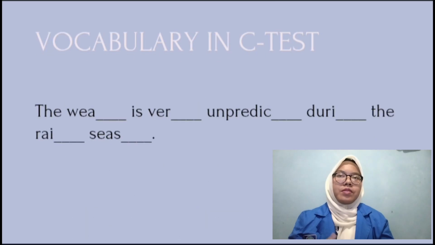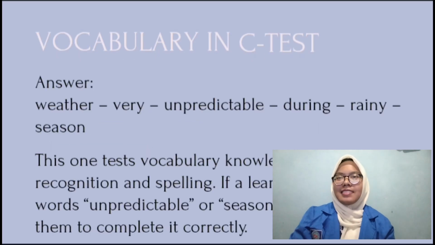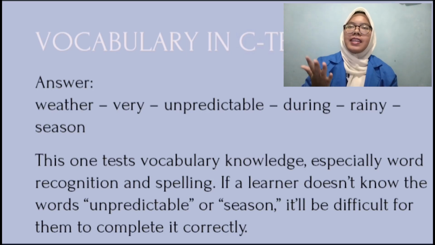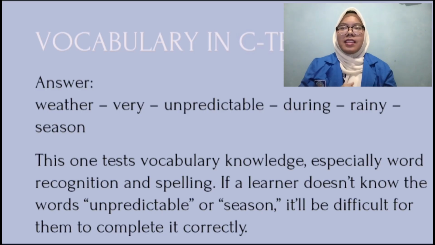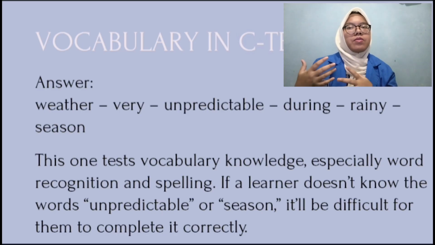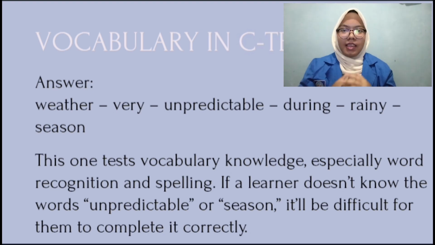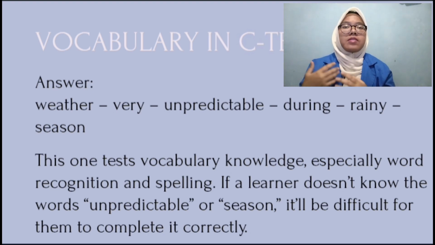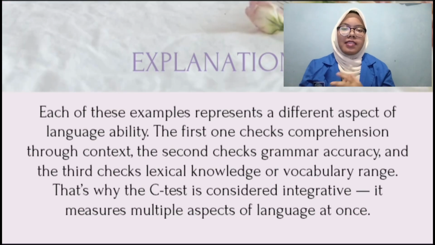The last one is vocabulary in the C-test. Here's your exercise. And here's your answer. Weather, very, unpredictable, during, rainy, season. This one tests vocabulary knowledge, especially word recognition and spelling. If a learner does not know the words unpredictable or season, it'll be difficult for them to complete it correctly.